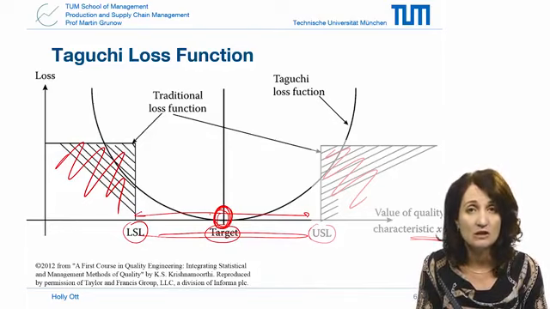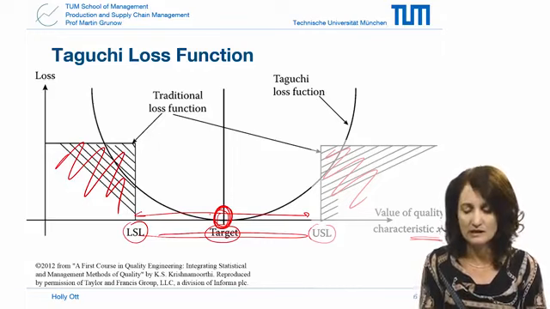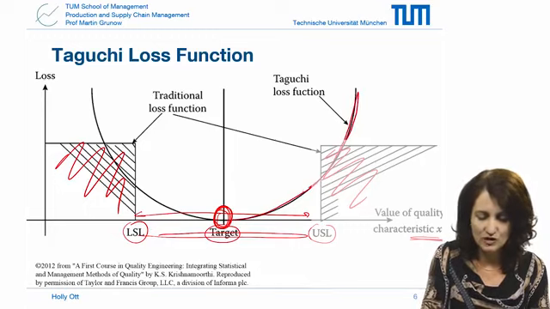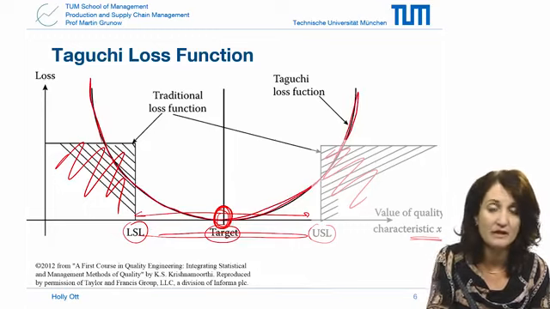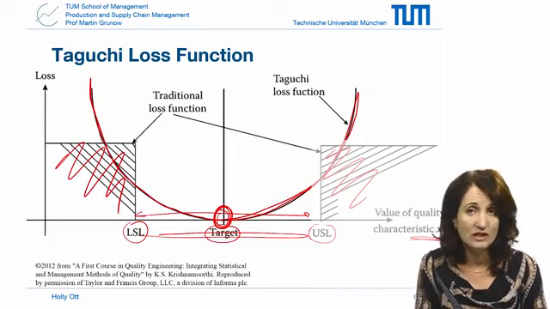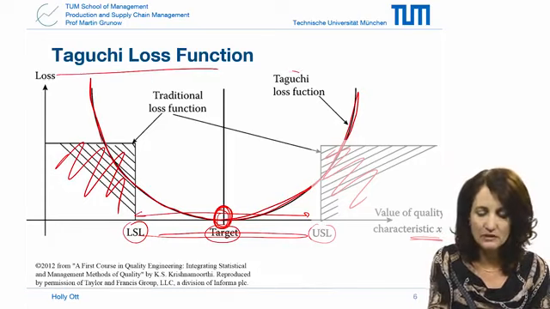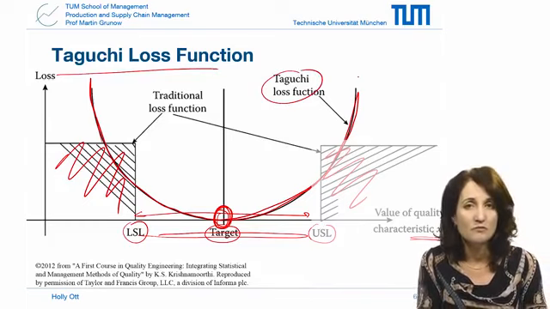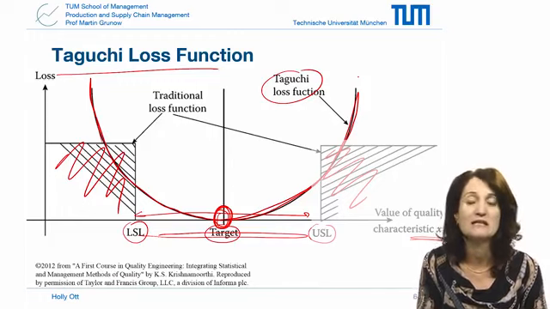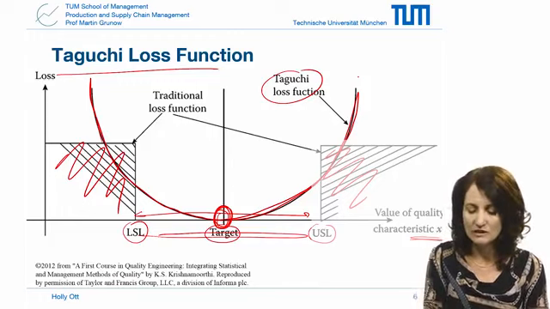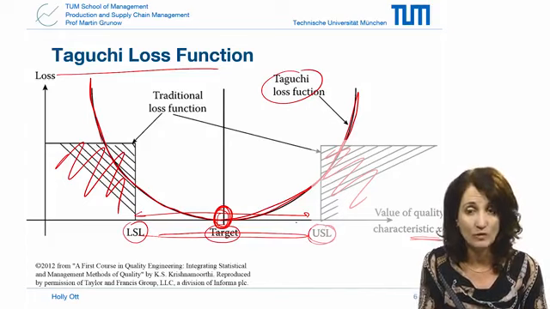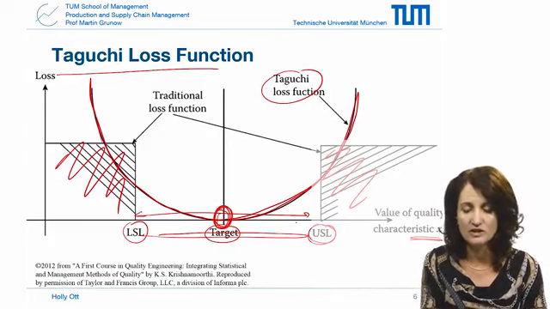And the loss will increase, and here we have a parabolic model, as you move away from your target. Now this is called the Taguchi loss function, and you can calculate your losses based on this parabolic function. We're not doing this in this course. We're dealing with strict tolerance limits within a certain range, a certain number of standard deviations.